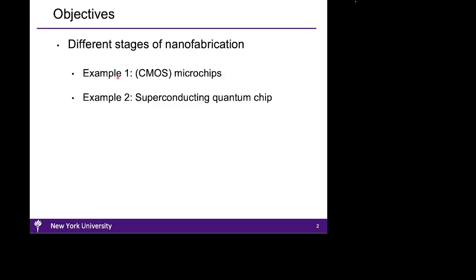In the first example, we'll describe the fabrication steps involved in mainstream silicon manufacturing, also known as complementary metal oxide semiconductor or CMOS technology. In the second example, we'll illustrate the versatility of nano and microfabrication by providing an overview of the fabrication process for creating a superconducting quantum chip.